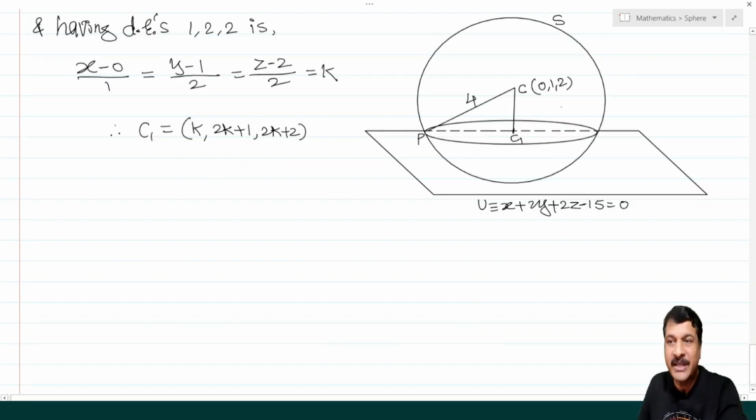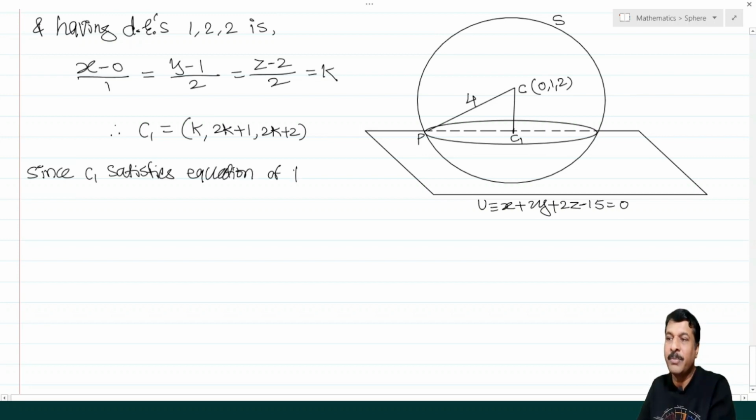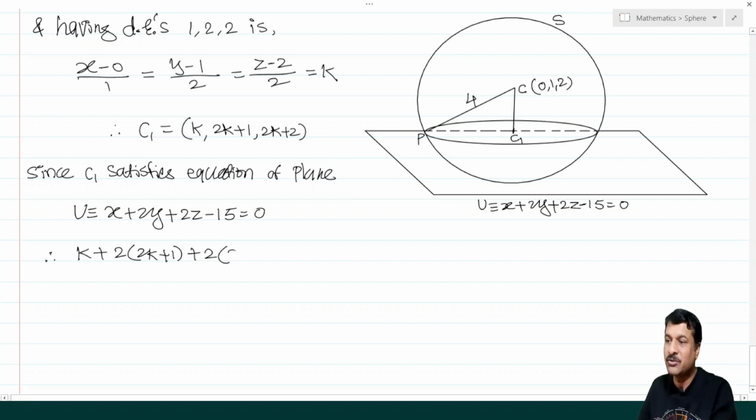Note that in geometry, you can find this center and radius in a different way. It depends on your thinking process. So here I have this C1 point. Definitely this C1 point is on the plane, so it satisfies the equation of the plane x plus 2y plus 2z minus 15 equal to 0. Therefore you substitute x, y, z here. So I am getting k plus 2 times, y means 2k plus 1, plus 2 times, z means 2k plus 2, minus 15 equal to 0.